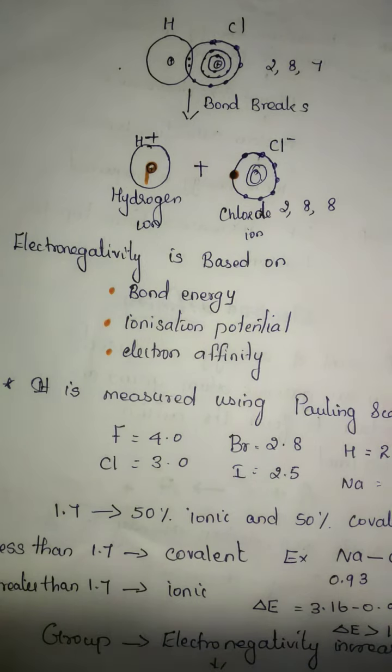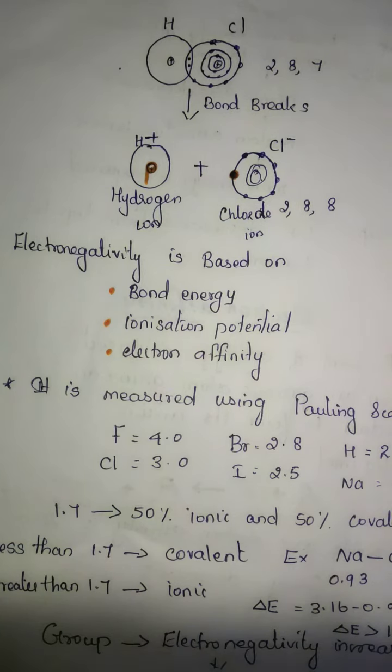It has more attraction. Non-metal chlorine has more attraction towards the electron and its bond energy is also more. Based on this property, chlorine will attract the shared pair of electrons towards itself, leaving hydrogen as a cation and chlorine becomes an anion. So this tendency we will call electronegativity. Have you understood what electronegativity is? That tendency of an atom to attract the shared pair of electrons towards it.